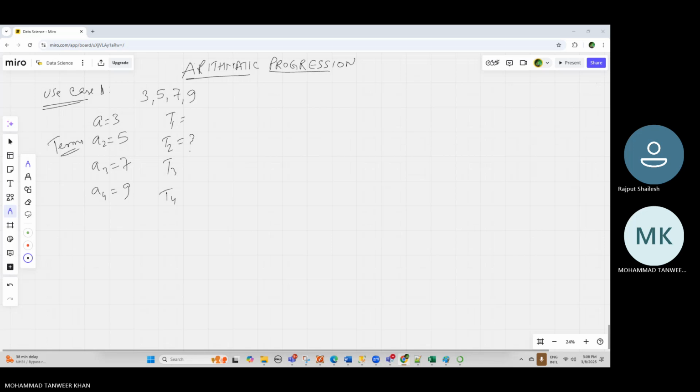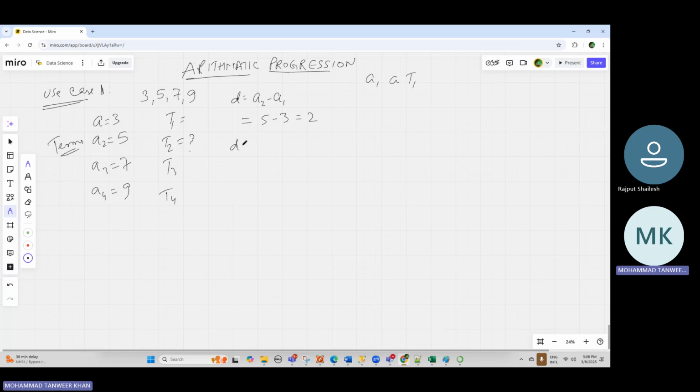Now, the difference here is known as the common difference, denoted as D. D means common difference. The formula to find this is A2 minus A1. You can write A1, or A, or T1. They all are the same. It means the first term. So if I have to find the common difference here, the second term is 5. Do 5 minus 3. This is 2.